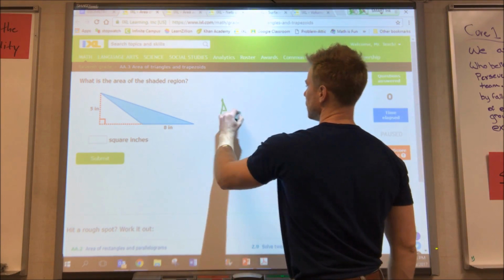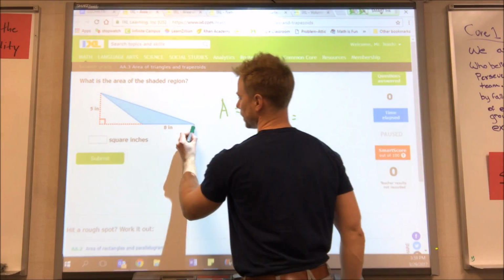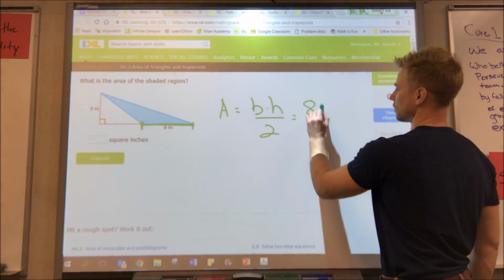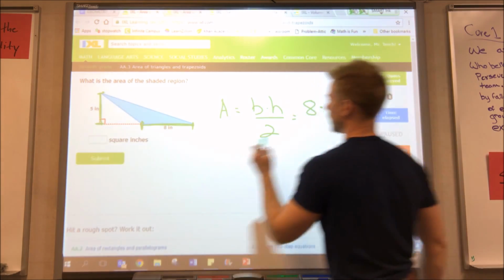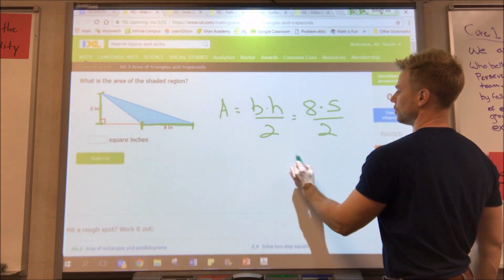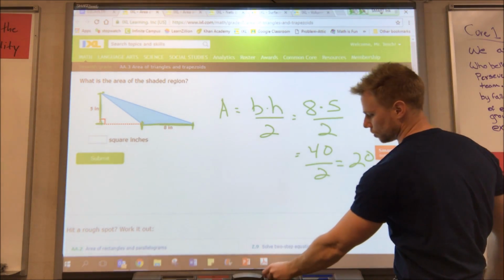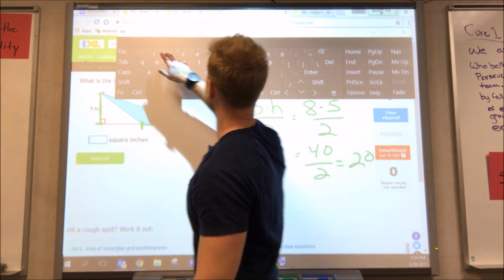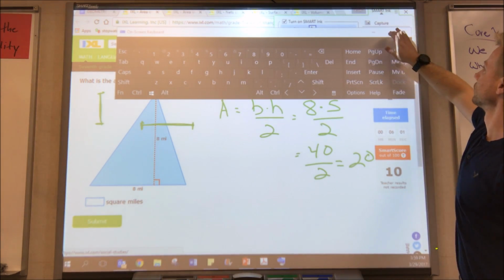So area equals base times height divided by 2. Our base is right here. That is 8 inches long. Our height is right here, which is 5. 8 times 5 is 40, divided by 2, which equals 20. So let's plug in 20, see if we did it right. Yes, we did. Good.